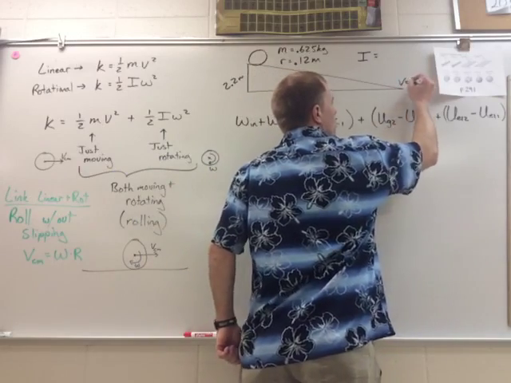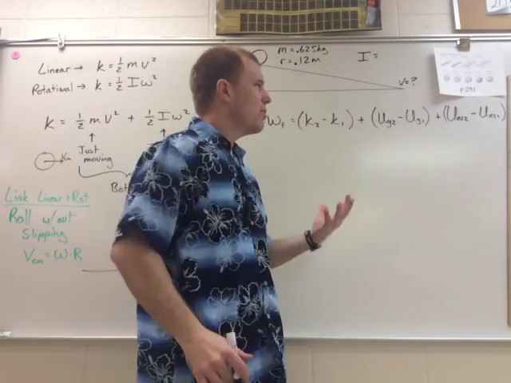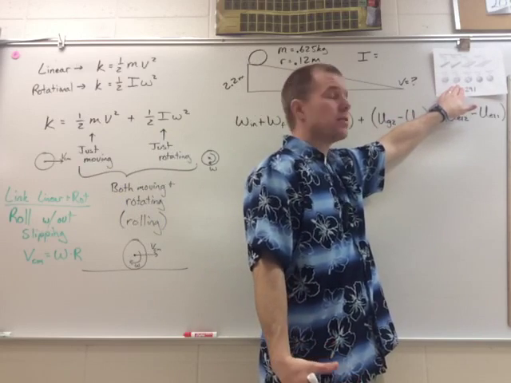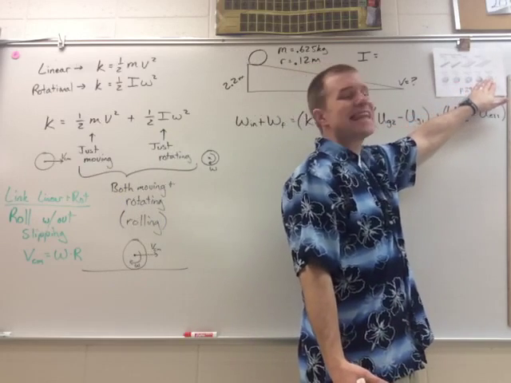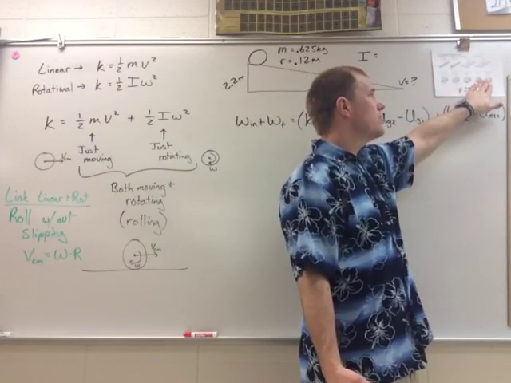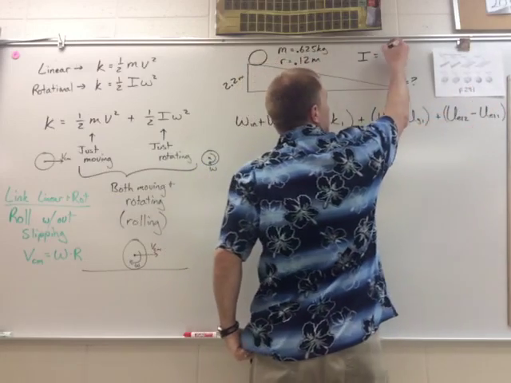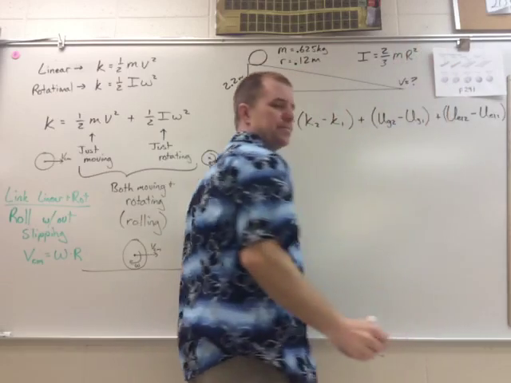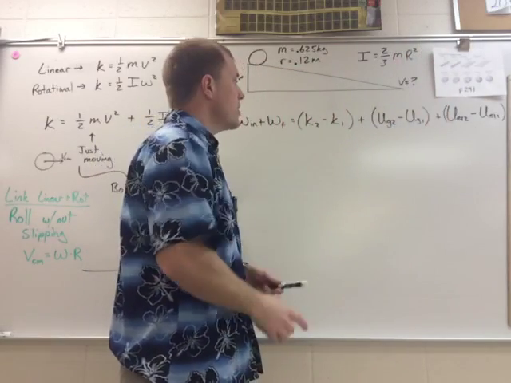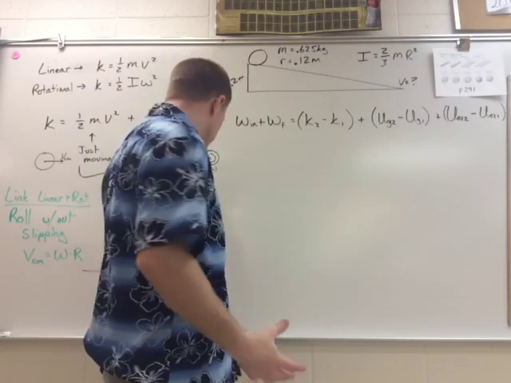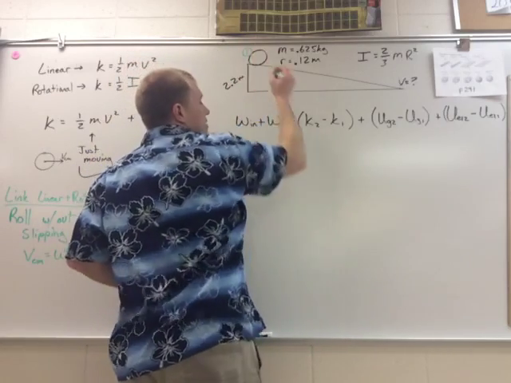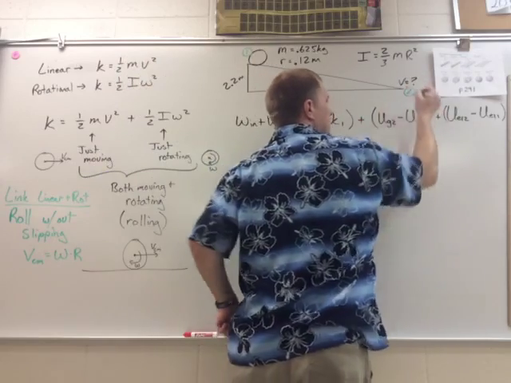Okay. Well, it's a basketball. So which of my moments of inertia on my table best represent a basketball? I would say a thin-walled, hollow sphere. And so my I comes out to be 2/3 mr squared. All right. So this is a work kinetic energy problem. We have a starting point at the top. We have an ending point at the bottom.